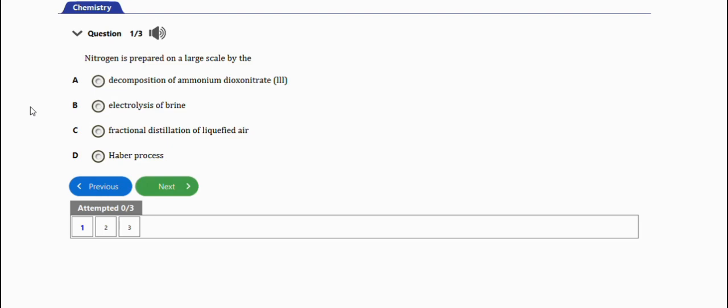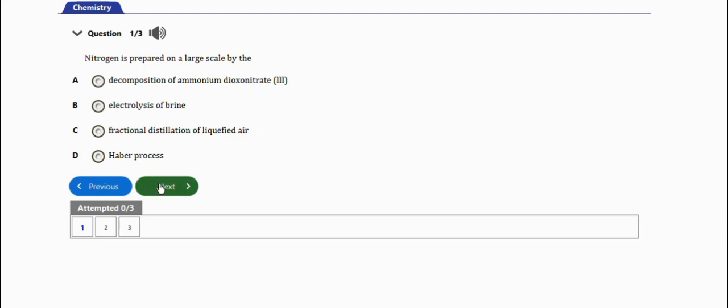The first question I have here says, nitrogen is prepared on a large scale by: we have the decomposition of ammonium dichromate, electrolysis of brine, fractional distillation of liquefied air, Haber process. So the right answer is option C, fractional distillation of liquefied air. So that's it for this question.